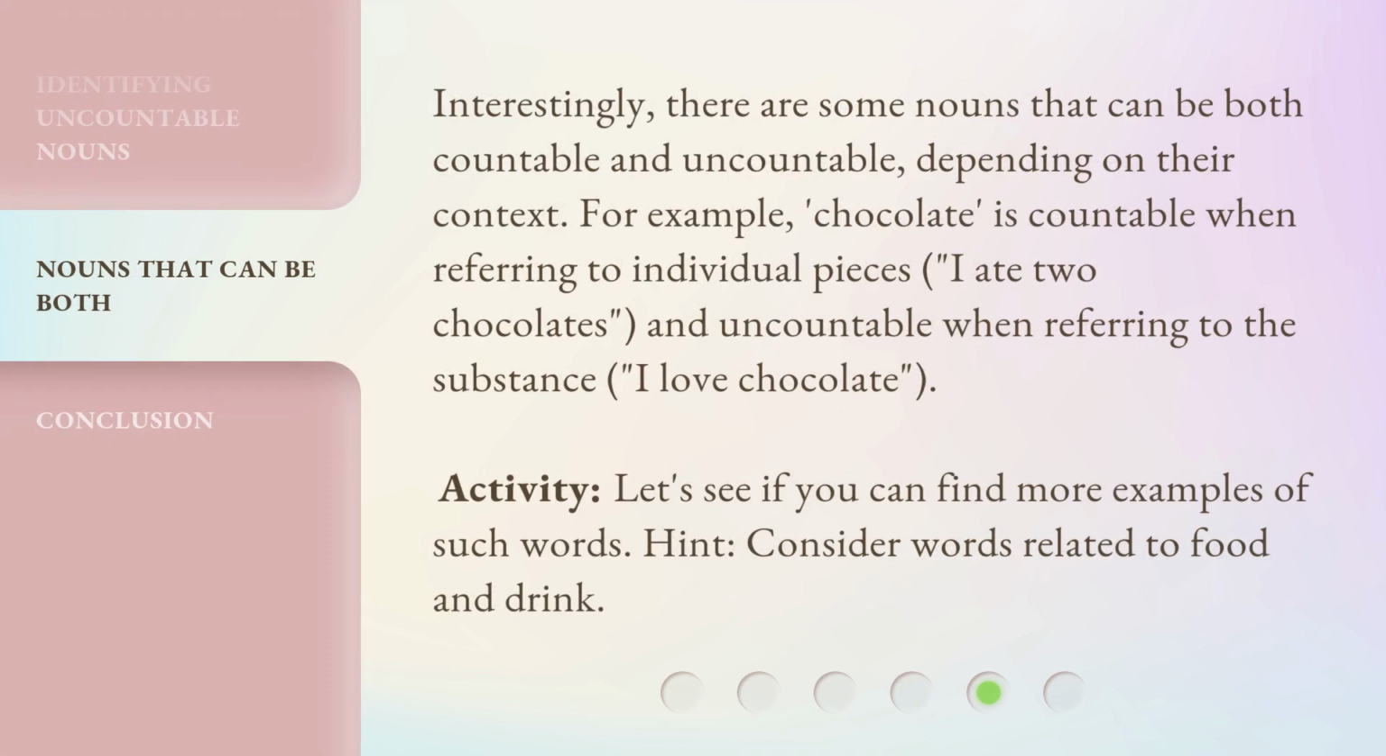Interestingly, there are some nouns that can be both countable and uncountable, depending on their context. For example, chocolate is countable when referring to individual pieces, I ate 2 chocolates, and uncountable when referring to the substance, I love chocolate. Activity. Let's see if you can find more examples of such words. Hint. Consider words related to food and drink.